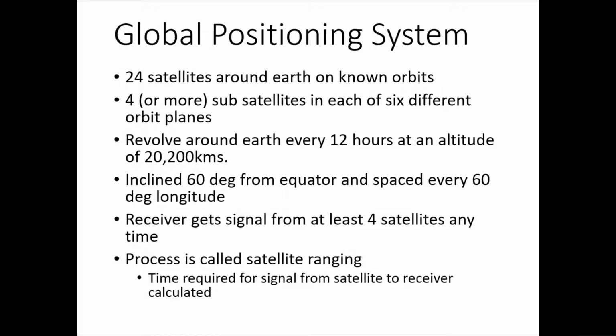Do you know at what altitude we fly if you're taking a flight to travel between two places? We fly at about 37,000 feet, that is about 10 kilometers from the ground. That is the average height at which flights generally operate. So these satellites orbit the Earth at an altitude of 20,000 kilometers. It's very far away, isn't it? These orbits are inclined 60 degrees from the equator, and they are spaced every 60-degree longitude.